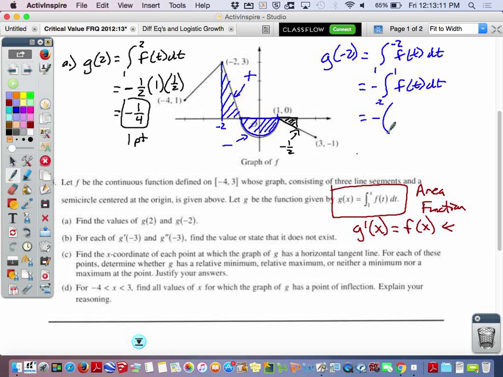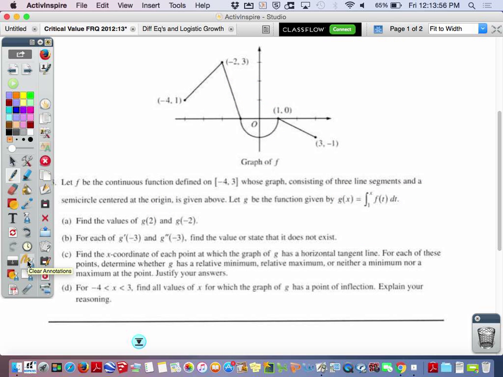Well, this triangle has a height of 3 and a base of 1, so that's going to be 1/2 times 3 times 1. And then we'll subtract the area of the semicircle. Since this is a semicircle centered at the origin with a radius equal to 1, pi r squared is just pi, and we'll divide that by 2. If we simplify that, we will get pi over 2 minus 3/2. And that's the area under the curve from -2 to 1. If we get that correct, that is worth a second point for part A.